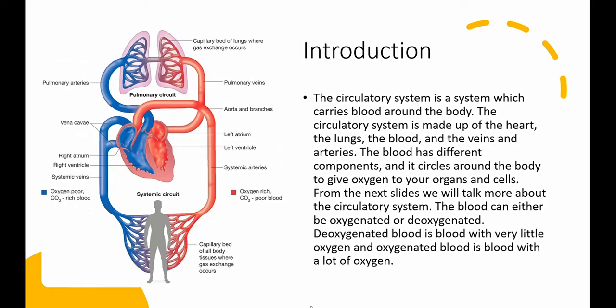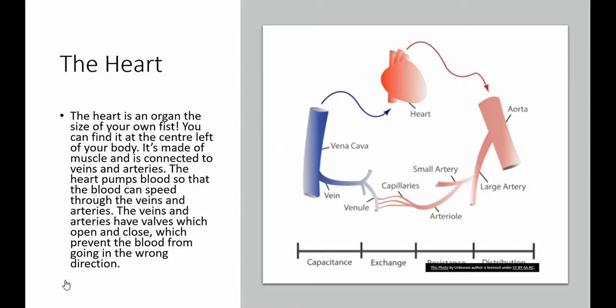Oh, circles there? Wait. Here we are. So, the heart. The heart is an organ the size of your own fist. You can find it at the center left of your body. It's made of muscle and it's connected to veins and arteries.